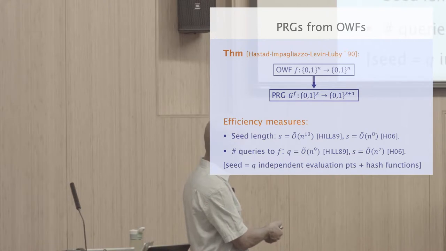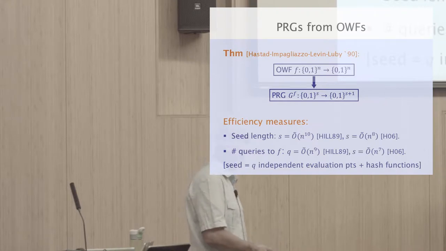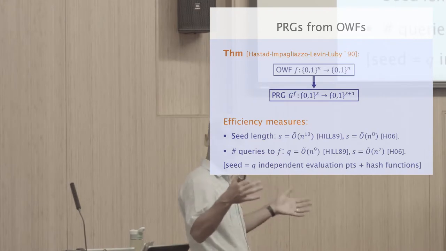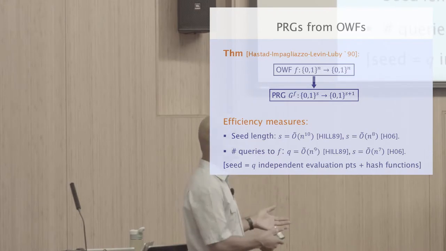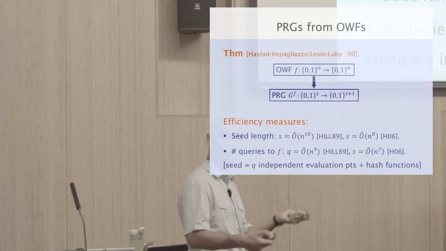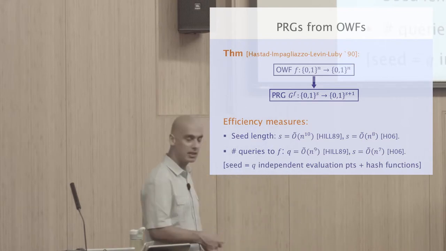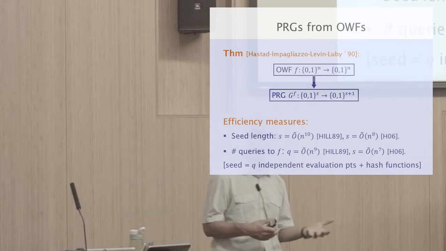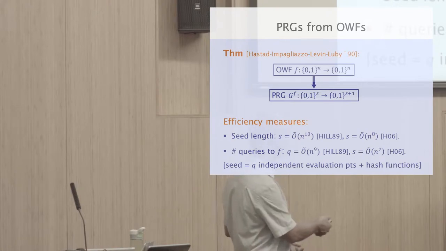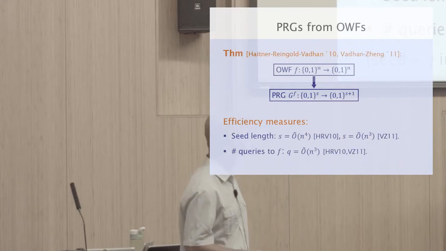So one thing I want to point out here, because it'll come up later in the talk: notice in both results, the original HILL and Holenstein, the seed length is a factor of n larger than the number of queries to the one-way function. That is because the dominant use of the seed is to specify q independent inputs to the one-way function, and each of those costs n bits. Some of the seed is also used for hash functions or seeds to a randomness extractor, but the dominant contribution is these evaluation points for the one-way function.